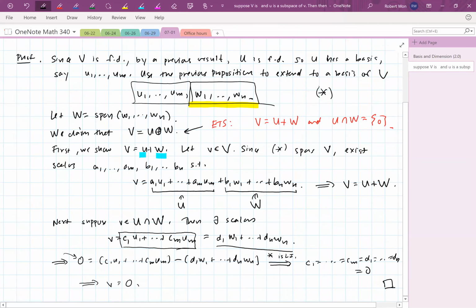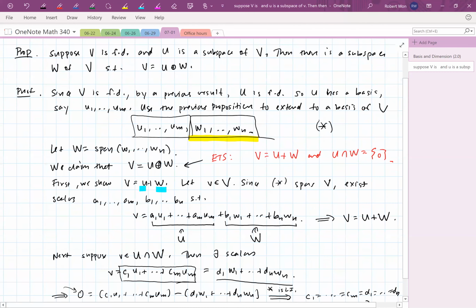Okay, so it's kind of a nice theorem because it helps you to construct a direct sum complement to any subspace, right? You just start with the basis of your subspace, then you add enough vectors until you span the whole thing, and then you make sure that those vectors are linearly independent. And what you're left with, the span of those, is this direct sum complement, this W.